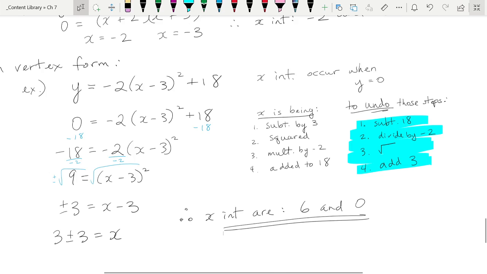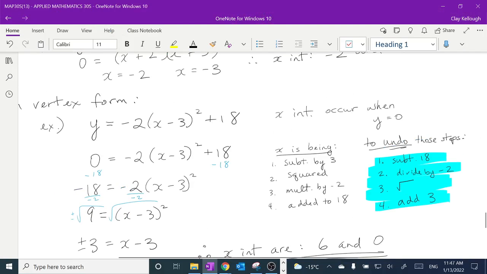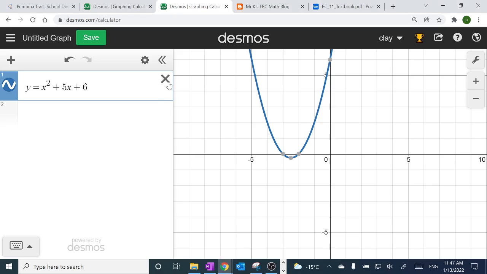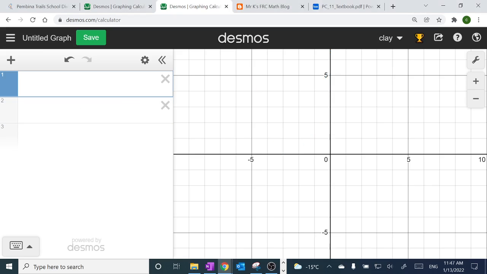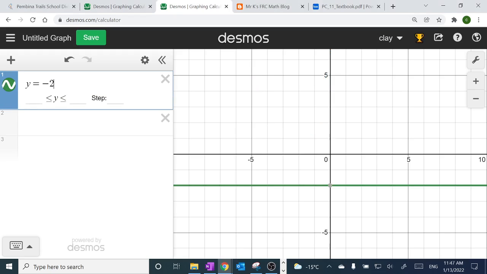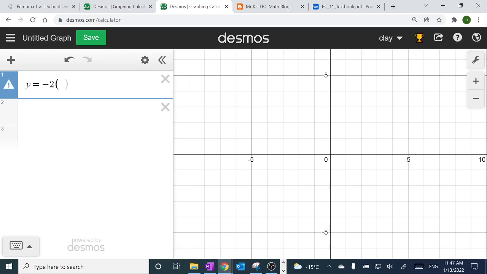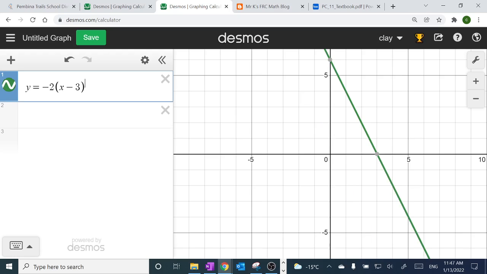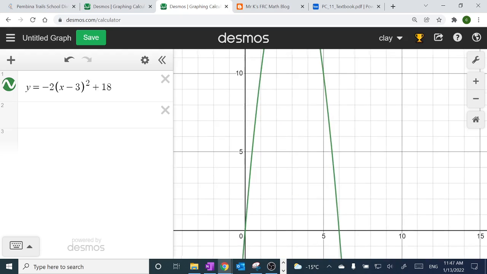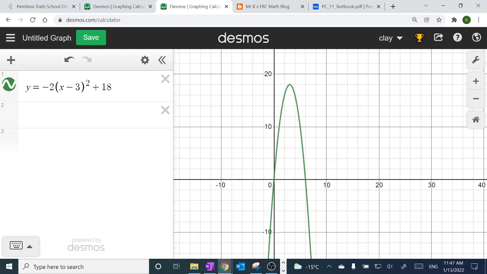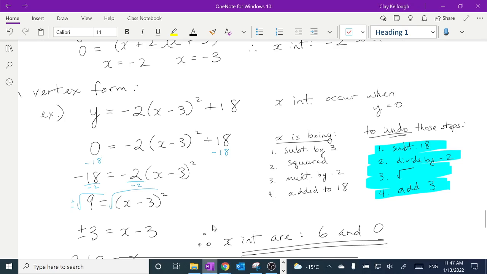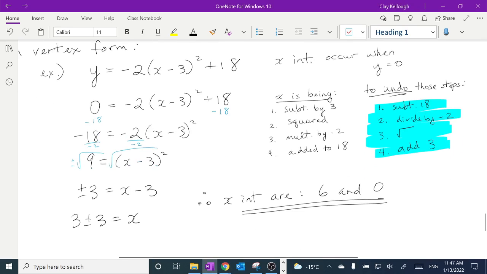Okay, let's double check it. So let's see. So it was minus 2. Okay, so let's make that one go away. So y is equal to minus 2 times, open a bracket, x minus 3, close brackets, squared, plus 18. And let's make that fit in the screen. There we go. X-intercept is 0. X-intercept is 6. So like I said, that's about the most algebra intensive thing you have to be able to do in this course.